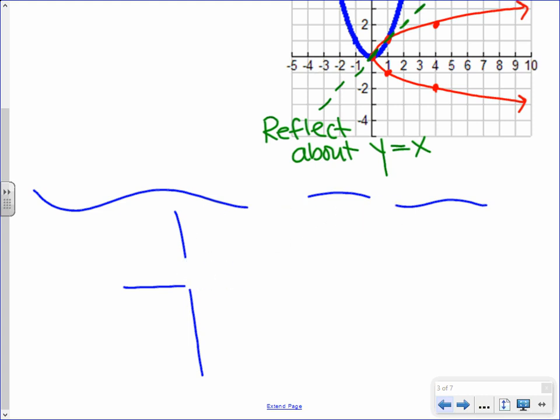Also, if I give you a square root function, if we find the inverse of a square root function, what is it going to look like? Only half a parabola. Okay, it's not going to be the full parabola, it's only going to be half the parabola. So those are some things we're going to need to think about while we're doing the algebra of finding inverses. Okay?